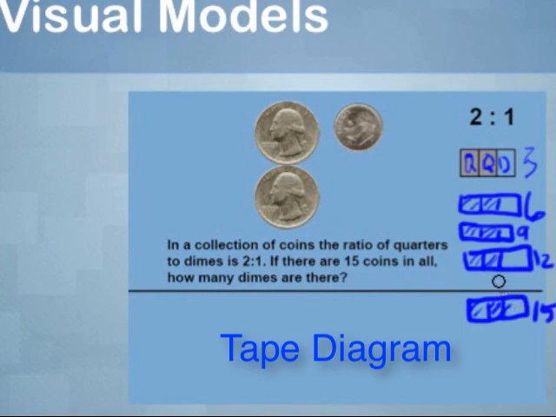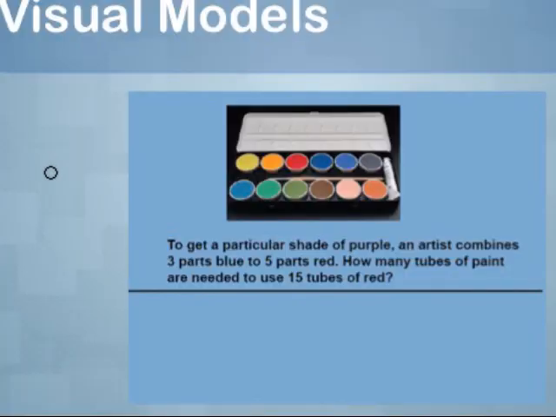Let's look at another example and another type of visual model. To get a particular shade of purple, an artist combines 3 parts blue to 5 parts red. How many tubes of paint are needed to use 15 tubes of red? The ratio of blue to red is 3 to 5.